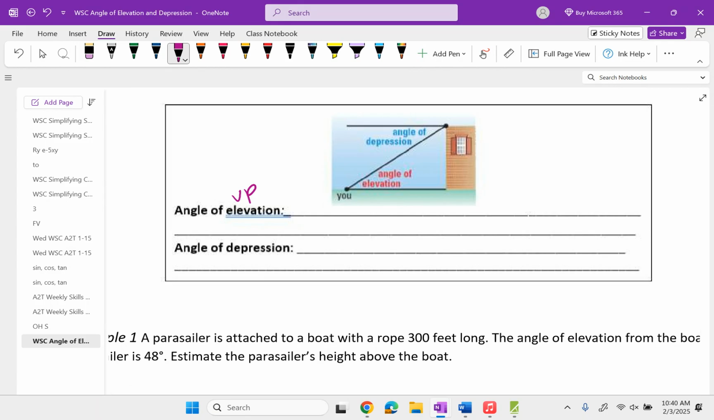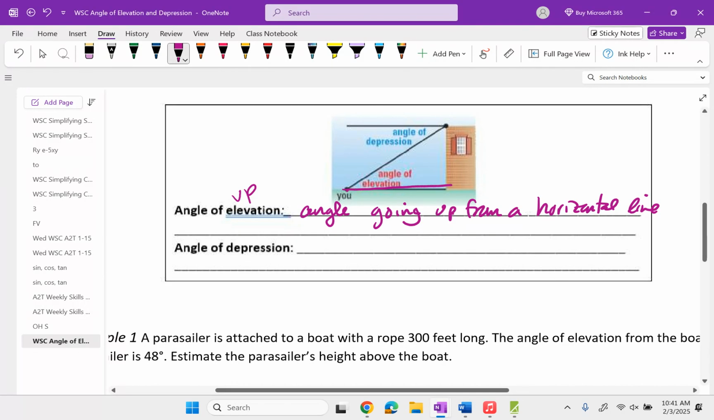So officially, that would be the angle going up from a horizontal line. And the horizontal line piece is important, okay? So the angle going up from a horizontal. So if I look at this picture, I've got this horizontal line here, the one going up to that diagonal, or that transversal, is the angle of elevation, okay?